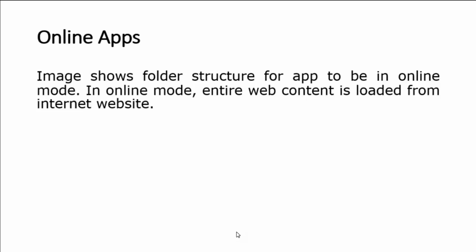Now the online application. The online application image shows the folder structure for an application to be in online mode. In online mode, the entire web content is loaded from the internet website. I told you, a similar case of an online application is the Facebook app on your phone, which requires internet. Without the internet, you cannot see anything new, like posts. It pulls them from the internet. That's why you can see here that the web content is loaded from the internet website.